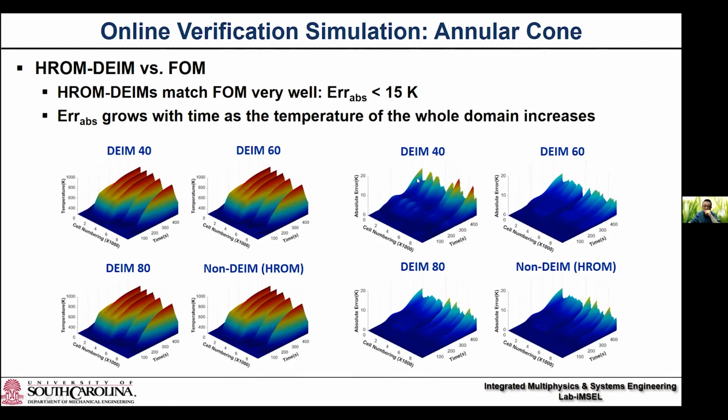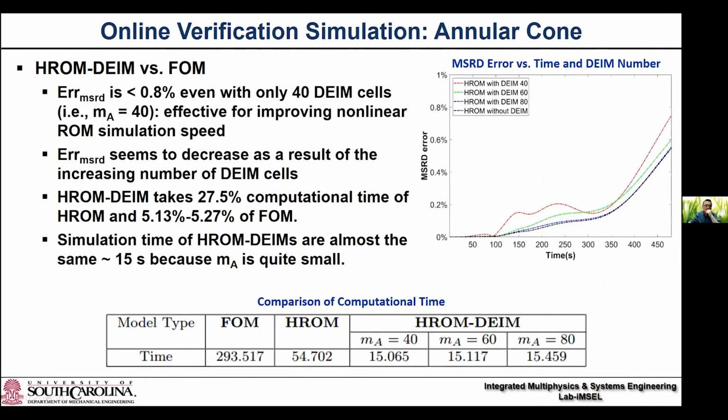However, in general, it's less than 15K, which means that this HROM DEIM is very accurate. And then here you can see this HROM DEIM compared with the full order model. You can see that the error is less than 0.8%, with only 40 interpolation cells.